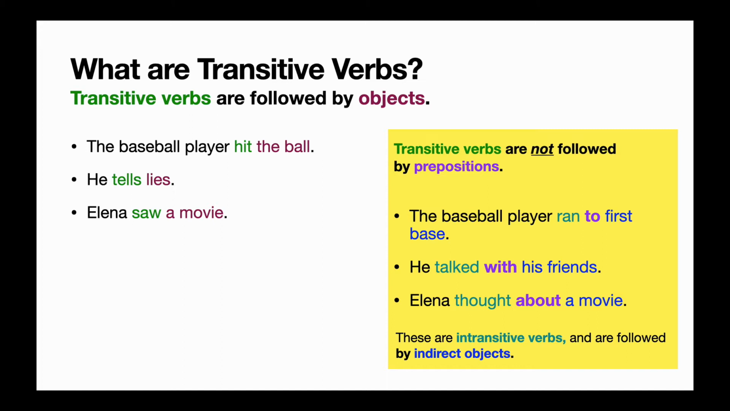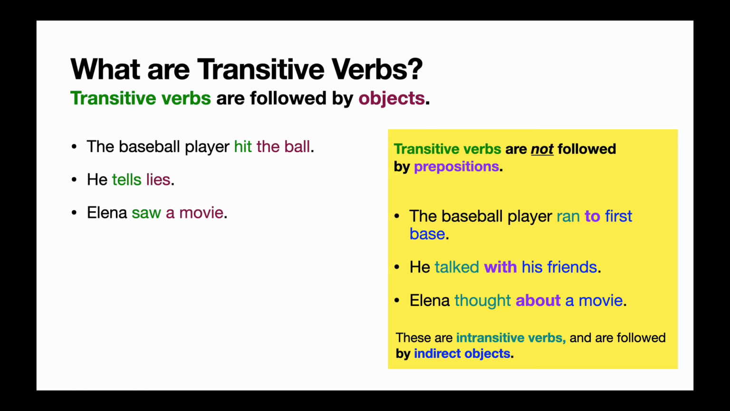What are transitive verbs? Transitive verbs, of course, are verbs. Remember that verbs from Grammar Lesson 1 are action words, and these verbs are followed by objects. Objects are usually nouns, and also from Grammar Lesson 1, we learned that nouns are things. For example, in this first sentence, the baseball player hit the ball. We see the verb hit, which is in green, and the ball, which is in maroon or purple. The object is the ball, and the verb is hit.